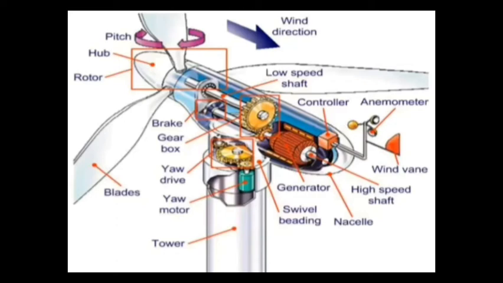There are some parts of a horizontal axis wind turbine: pitch, hub, rotor, brake, gearbox, yaw drive, yaw motor, tower, blades, wind direction, low speed shaft, controller, anemometer, wind vane, high speed shaft, nacelle, generator, swivel, bearing.